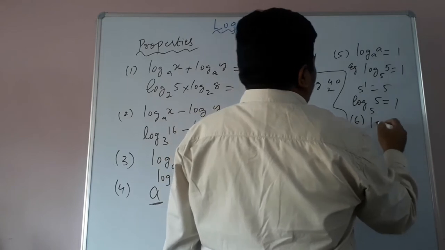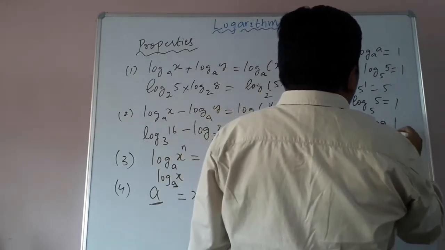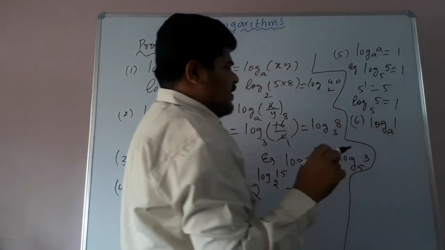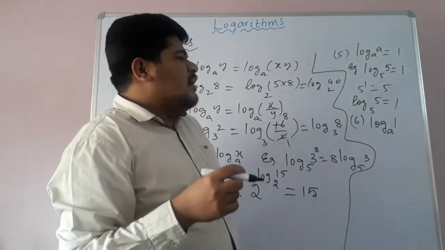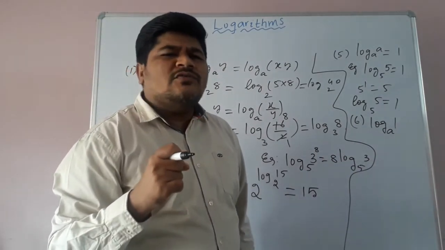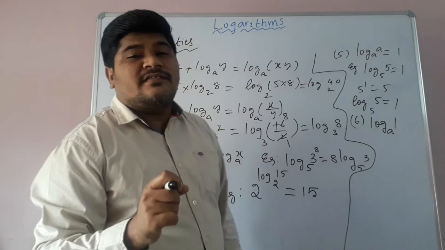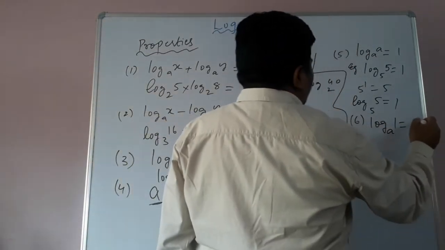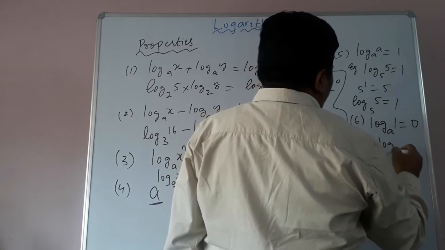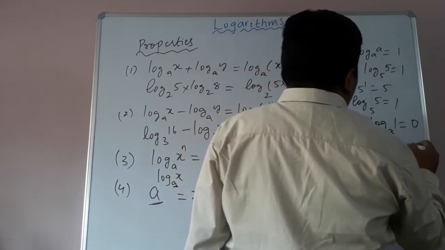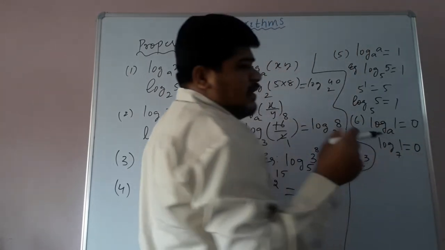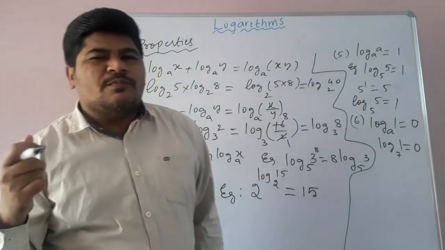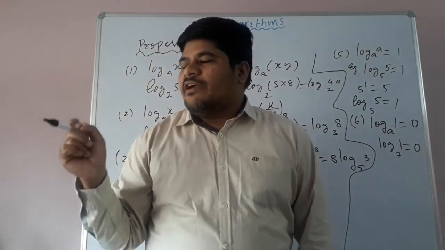And the next property, logarithm of 1 to any base a, where a is not equal to 0 and a is not equal to 1. Logarithm of 1 to any base gives us 0. So log 1 to any base is 0, children. So log 1 base 3, log 1 base 4, log 1 base 100, log 1 base 7, whatever you take, that is 0 only. Because if any number is raised to power 0, that will be equal to 1.